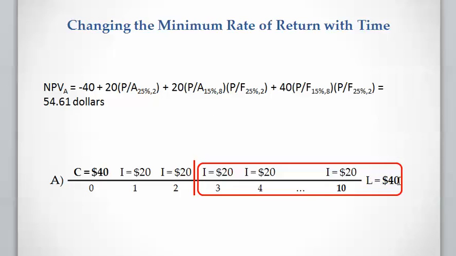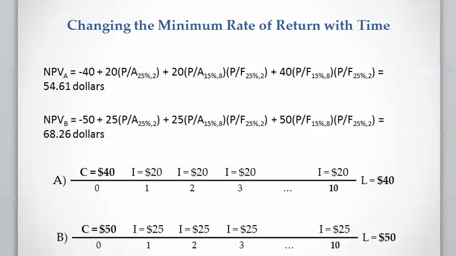And for the salvage value, it's the same. We discount the salvage value for 8 years at 15%, and then we discount that after for 2 years by 25%. So we use this method to calculate the net present value, NPV, for two mutually exclusive projects. And as we can see here, project B has higher net present value.